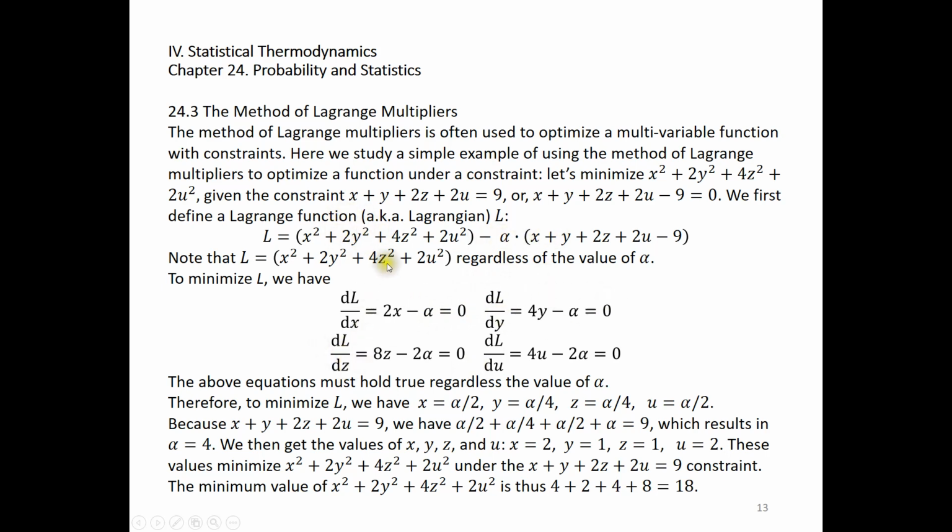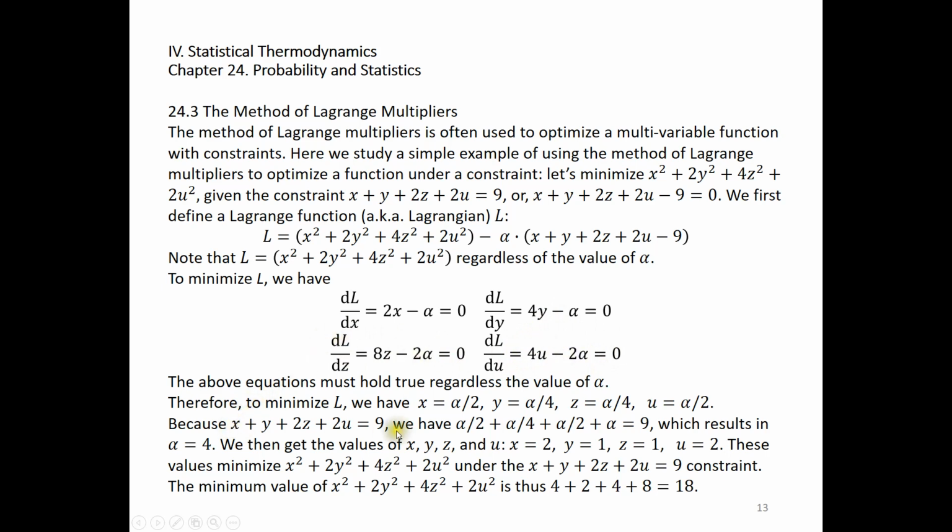dL over dz is 8z from here, and then minus 2 alpha. From here, it should be 0. dL over du should be 0. And these four equations must hold true regardless of the value of alpha. So to minimize the Lagrangian L, we have x is 1/2 of alpha, y is a quarter of alpha, z is a quarter of alpha. From here, u is 1/2 of alpha.